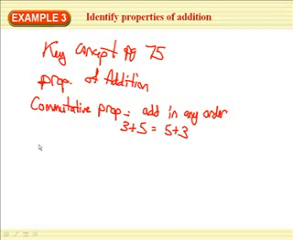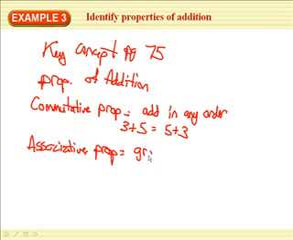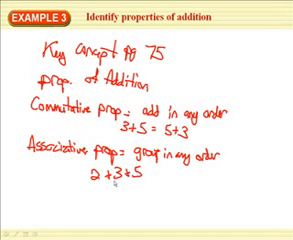The associative property means that you can group numbers in any way or in any order. So watch, 2 plus 3 plus 5. You can add 2 plus 3 first, or you could add 3 plus 5 first. Totally depends on whichever order you want to do it in. So that's the associative property.